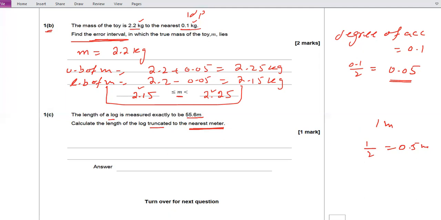Now what I have to do here, I will find the upper bound of the length: I will add 55.6 plus 0.5, and for the lower bound of L I will subtract, 55.6 minus 0.5, and then you can calculate. Okay.